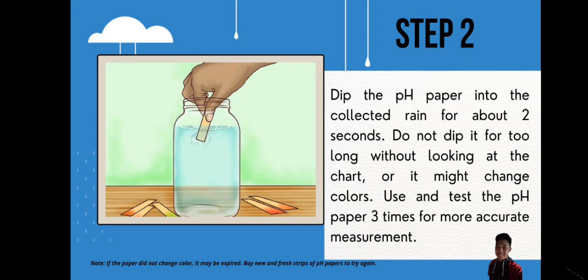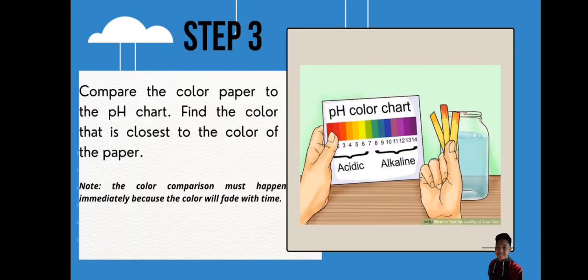Take note, when the pH paper does not change color, it may be because it is expired. Yes, pH paper can expire, so keep it in mind. Use fresh pH papers. And lastly, the third step, compare the color of the pH paper to the pH color chart. Find the closest color of the chart to the pH paper. Take note, the color comparison must be done immediately, as the color will fade with time.